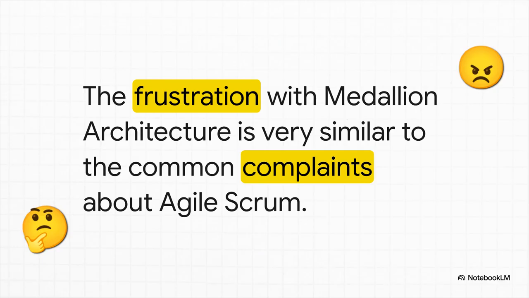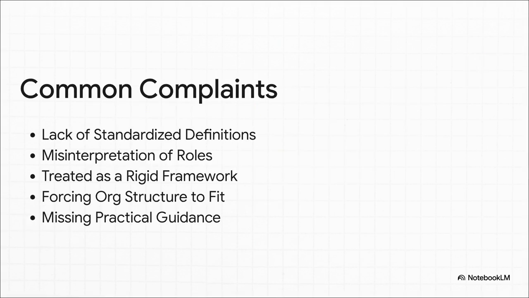All this frustration actually feels really familiar. It's surprisingly similar to the kinds of complaints you hear people make about Agile Scrum all the time. Sounds a little weird, I know, but stick with me. The parallels are pretty striking. For both, people complain about fuzzy definitions and how they get treated like super rigid frameworks when they're really meant to be flexible guidelines. A big one is the lack of practical advice. And so what happens? Organizations try to cram their own unique processes into this rigid box, and it just ends up causing way more problems than it solves.